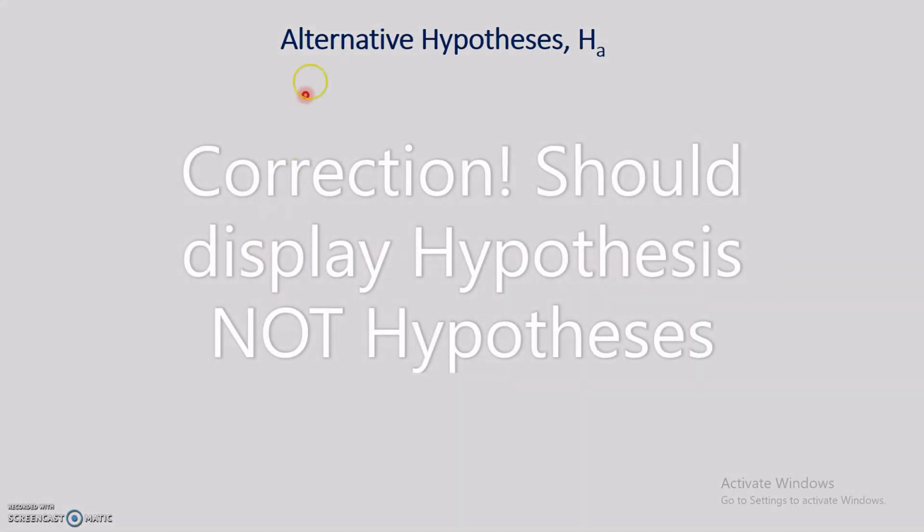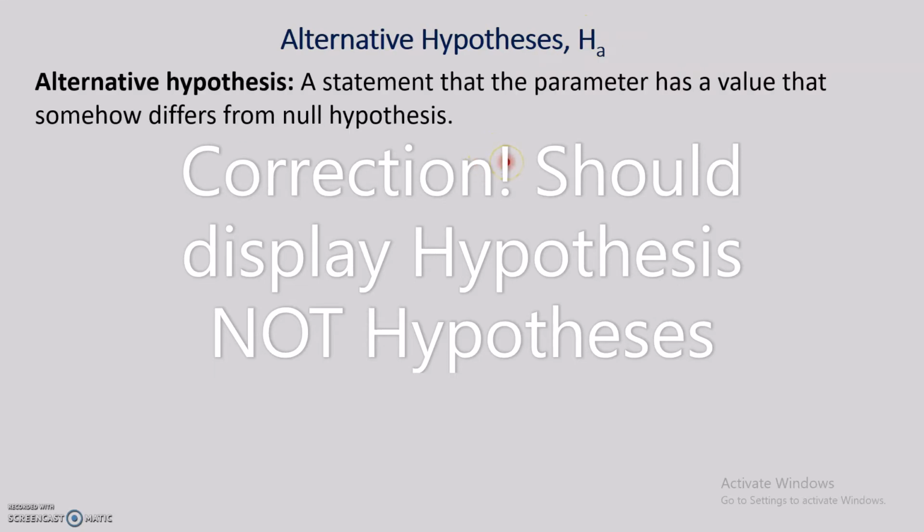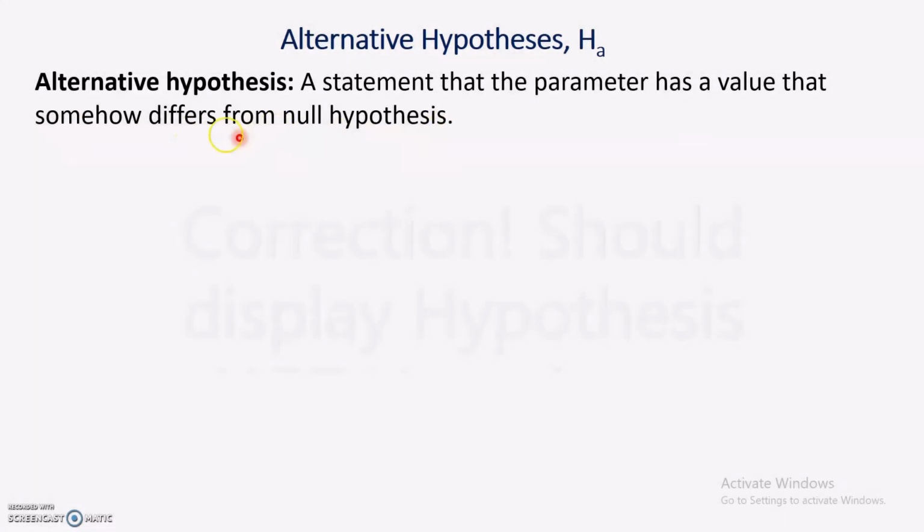So now let's see what is an alternative hypothesis, and it is represented by H sub A. What is an alternative hypothesis? Alternative hypothesis is a statement about the population parameter that the parameter has a value that somehow differs from the null hypothesis. It's different from the null hypothesis, right? Somehow different. Maybe less than, maybe greater than, or may not be equal to. I will show you what I mean by that.